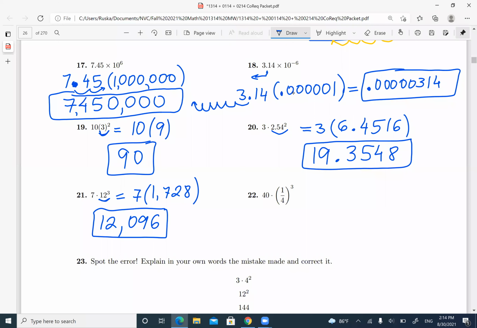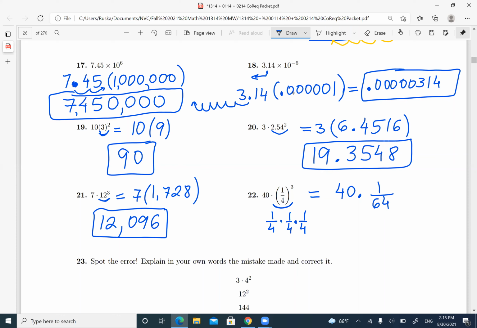Okay? And then the next one is a fraction. When you have a fraction cubed, we have to be careful. You have to do the fraction cubed first, which means I multiply 1 over 4 times 1 over 4 times 1 over 4. That's what I'm doing first, and then I'm going to multiply 40 by the answer. When you multiply fractions, you multiply the tops, which is 1. And 4 times 4 is 16. When I multiply by 4 one more time, it's 64.